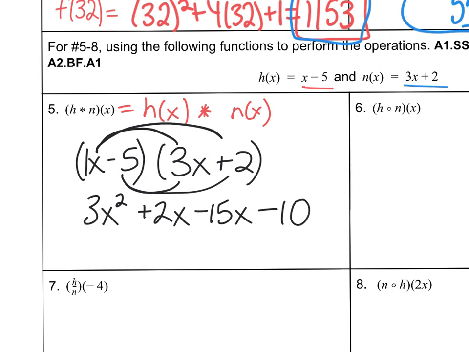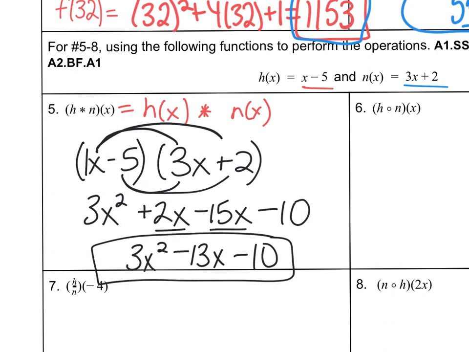Okay, we're almost done, but do I have any like terms here? What are they? Yep, and what is 2x minus 15x? Negative 13x. That becomes my new middle term. My first and my last term stay the same. So that is my answer there. Questions on that one?